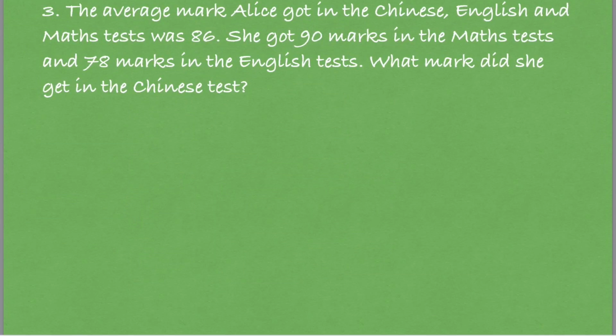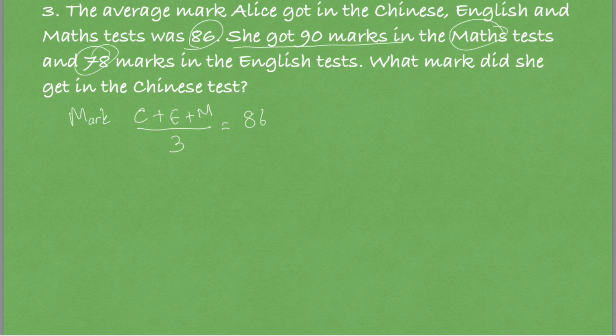Let's continue with the third example. The average mark Alice got in the Chinese, English and math tests is 86, which means the mark of Chinese plus English plus math divided by 3 is 86, and she got 90 from math, 78 from English. We are going to find the Chinese mark. It means that the value of Chinese plus English plus math, this value divided by 3, gives 86.